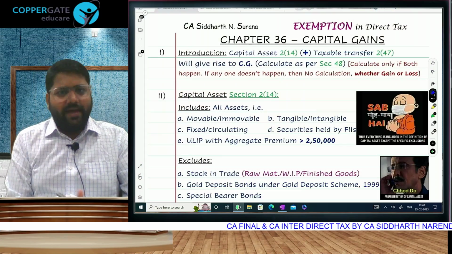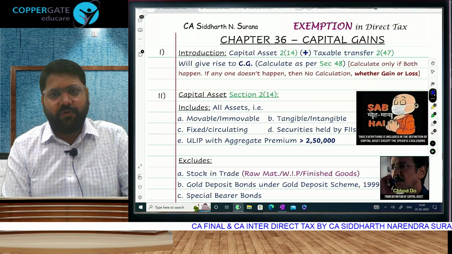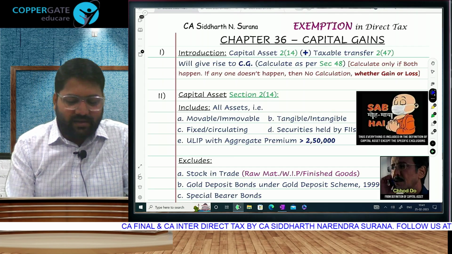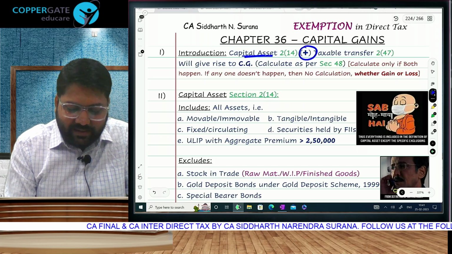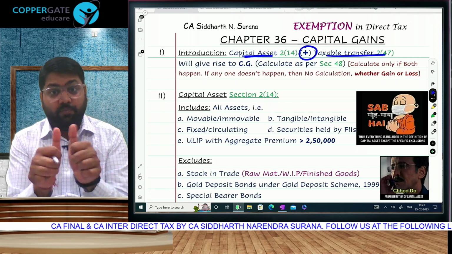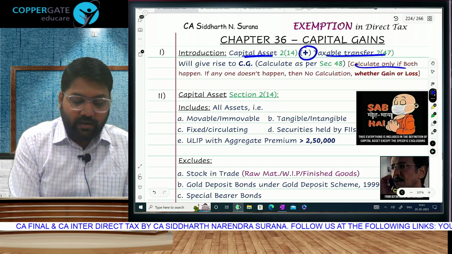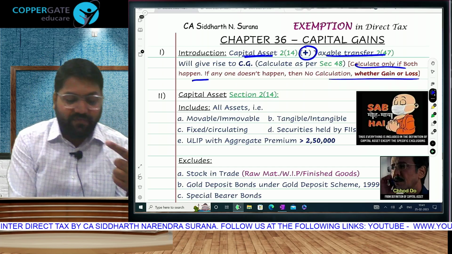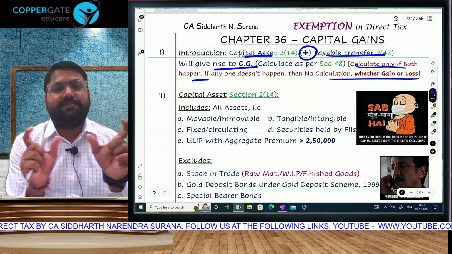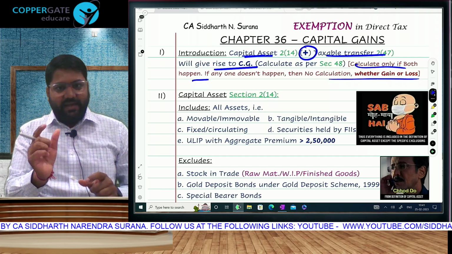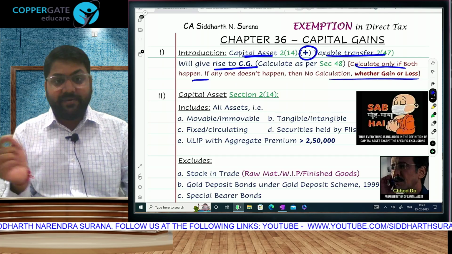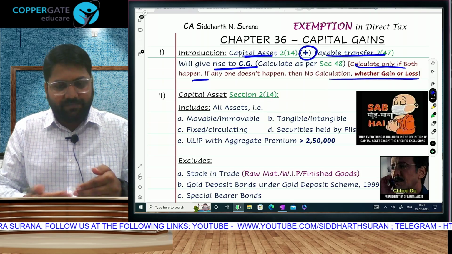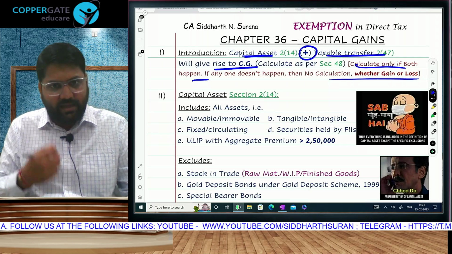So going ahead, next head of income, charging section 45, we are going to revise capital gains. Whenever you have a capital asset and there is a taxable transfer, when both take place, then only we calculate. Otherwise, there is neither a gain nor a loss. Capital gain will arise only if there is a capital asset and a taxable transfer. When any of them has not taken place, we will not calculate because it is neither a gain nor a loss.